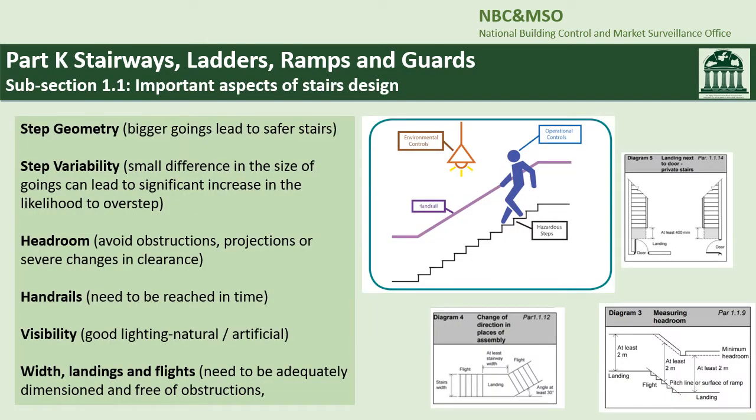Under subsection 1.1 of TGD K, technical aspects of stair design are dealt with, including but not limited to step geometry, step variability, headroom, handrails, visibility, stair width, landings and flights. The associated diagrams give illustrated guidance on headroom, the requirement for a change of direction of stairs in places of assembly, i.e. theatres and sports stadiums, and the requirement for a clear area of landings free from door swings both at the top and bottom of stairs.